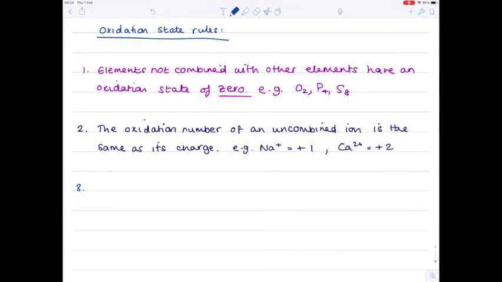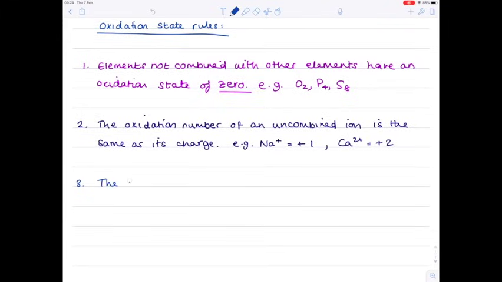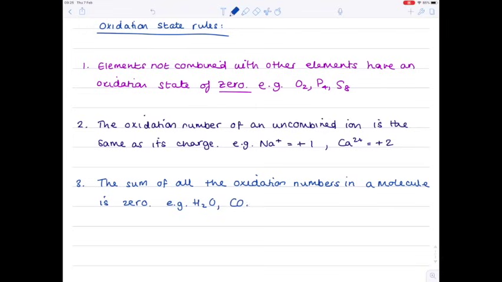Rule 3: the sum of all the oxidation numbers in a molecule is 0. Such as water, carbon dioxide, hydrogen chloride, etc. So the sum of all the individual oxidation numbers: 2 lots of the oxidation number of hydrogen plus the oxidation number for oxygen will equal 0. Carbon's oxidation number plus 2 lots of oxygen's oxidation number will also be 0, and so on.